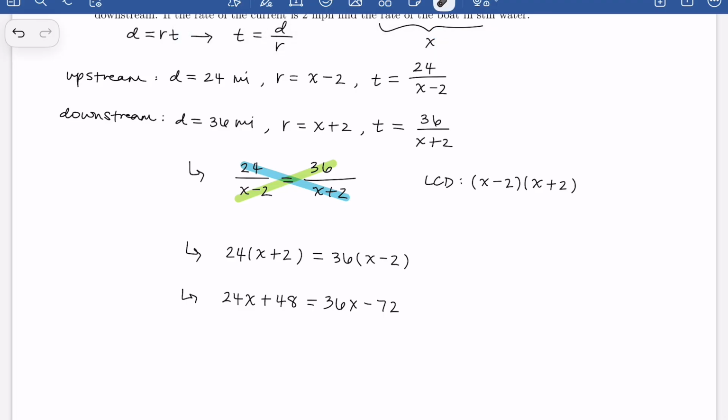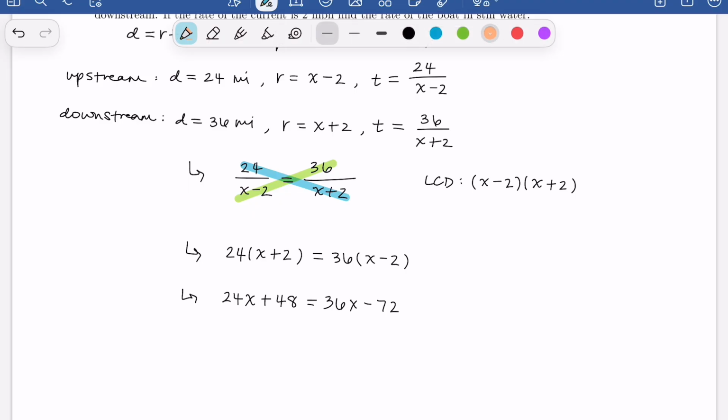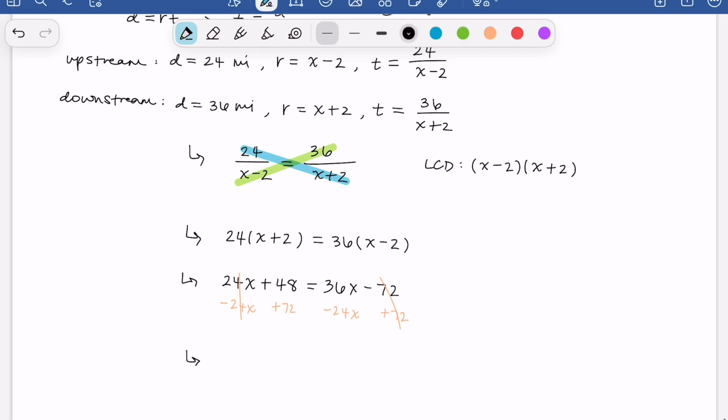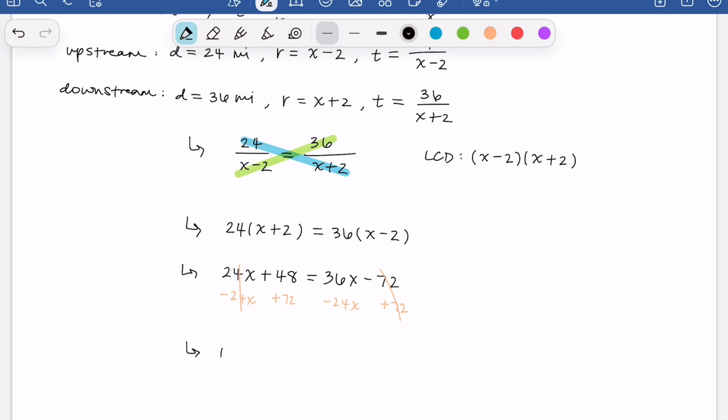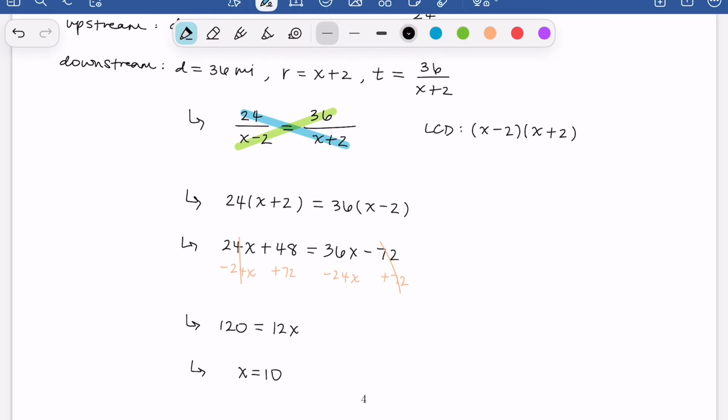So we're going to combine like terms. I'm going to move all of my x terms to one side of the equation and all of my constant terms to the other. So I'm going to subtract 24x on both sides of my equation, and I'm going to add 72 on both sides. Okay. On the left-hand side of my equation, I'm going to have just my constant terms. 72 plus 48 gives me 120. Then on the right-hand side, I'm going to have 36x minus 24x. That's going to give me 12x. Lastly, I want to divide both sides of this equation by 12 to get x completely alone. We're going to get that x is equal to 10.